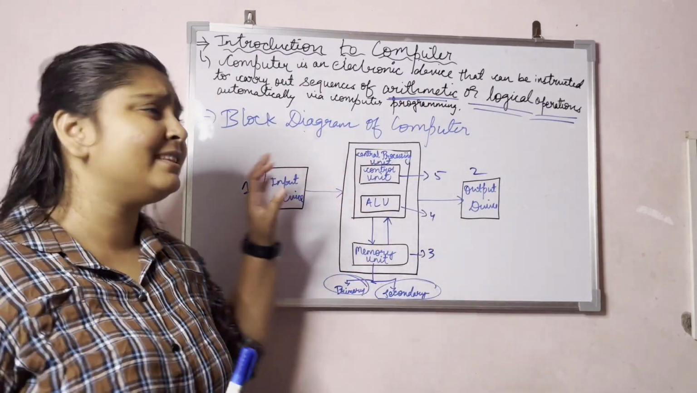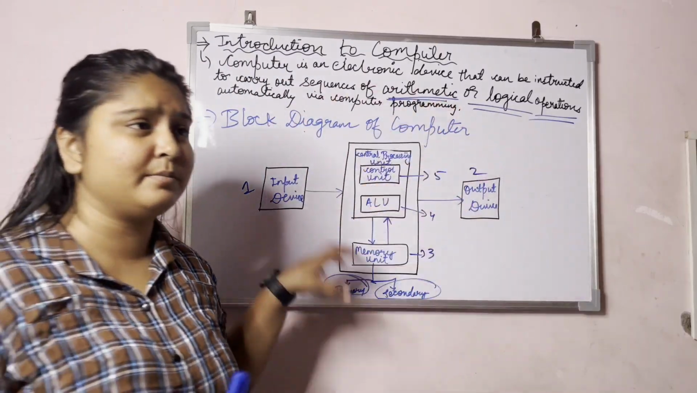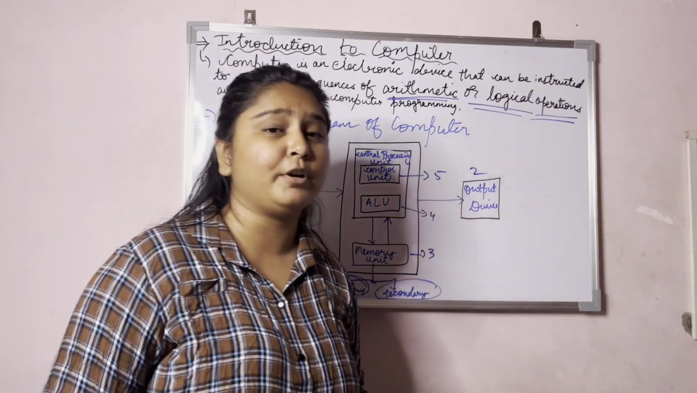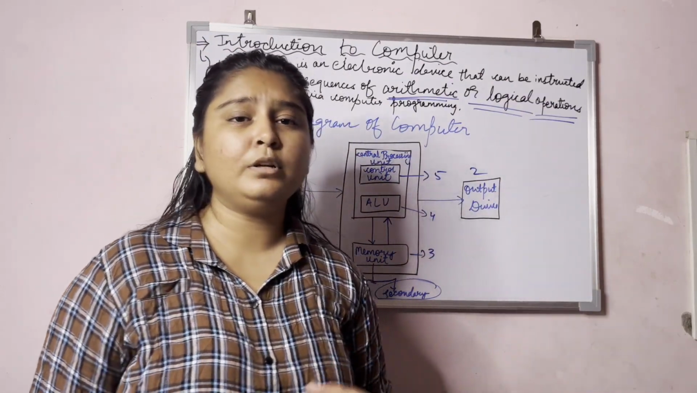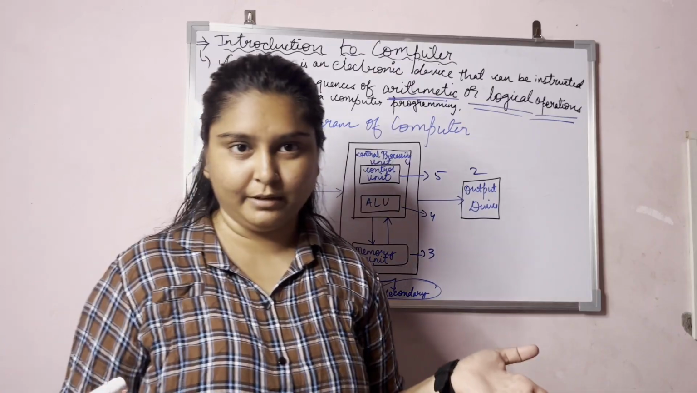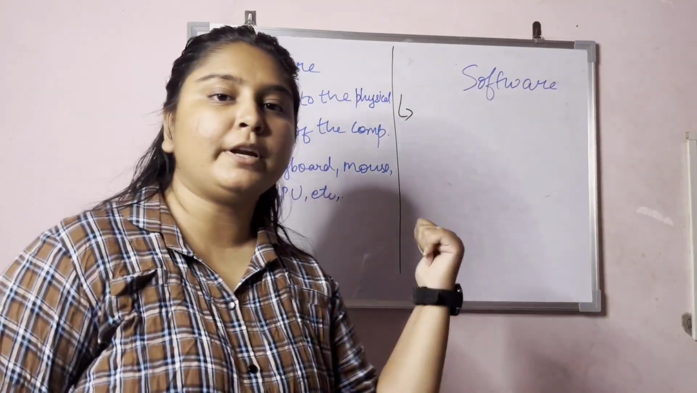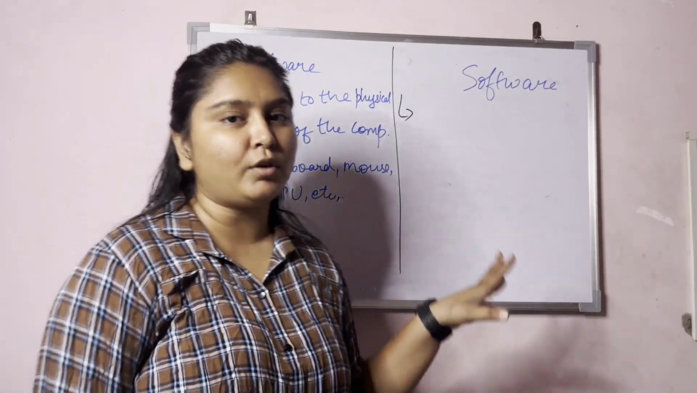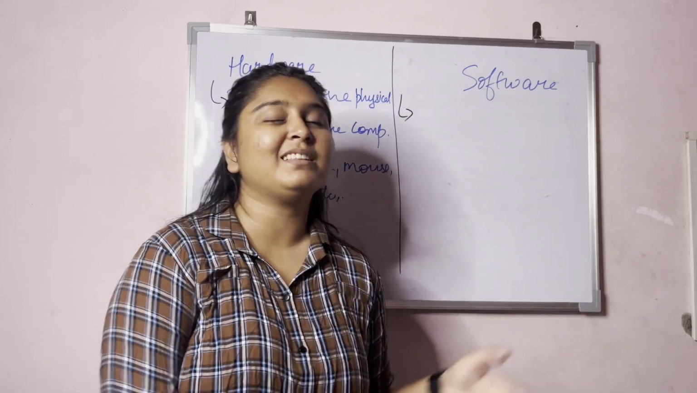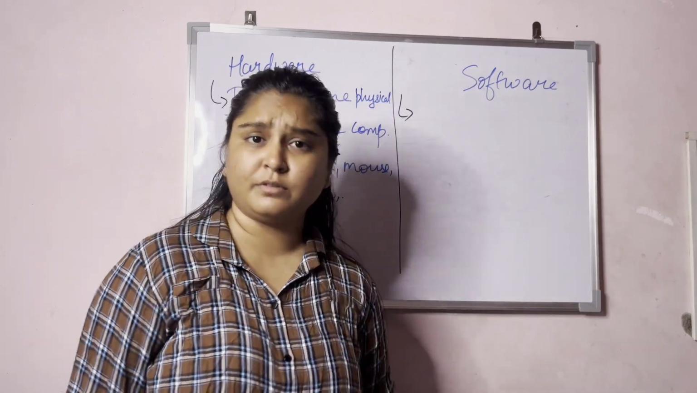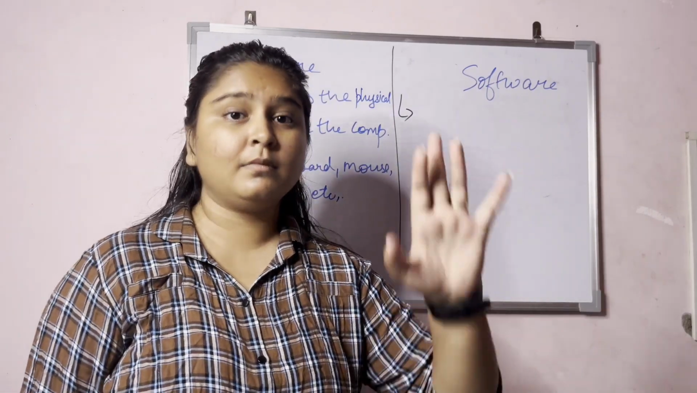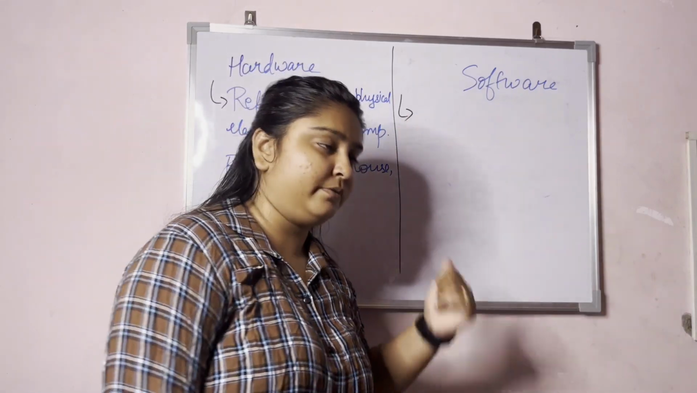Now after this, like what is a computer and the block diagram of a computer, we'll now cover the software and the hardware. Okay, so let us move on to the hardware and software part of the computer, like which are the hardwares and which are the computer softwares. But let us go through the definition first.